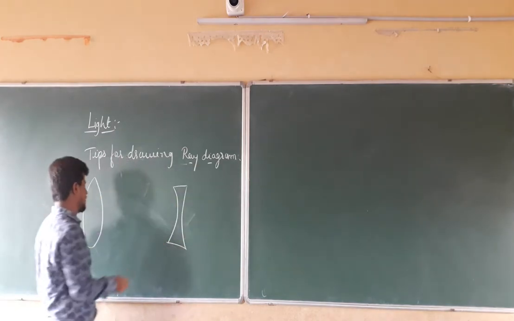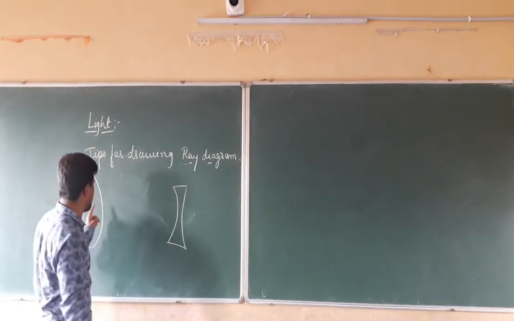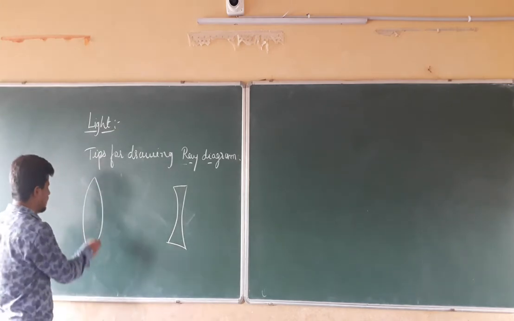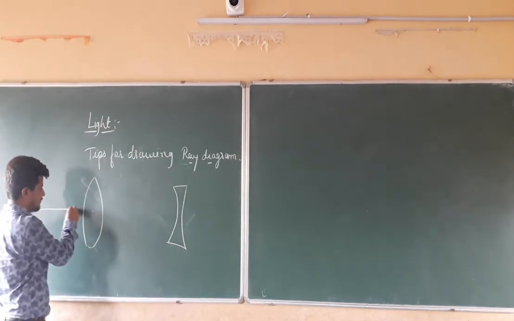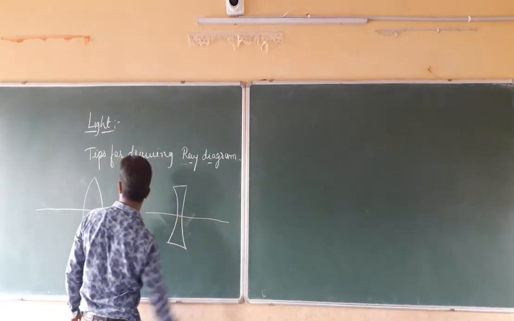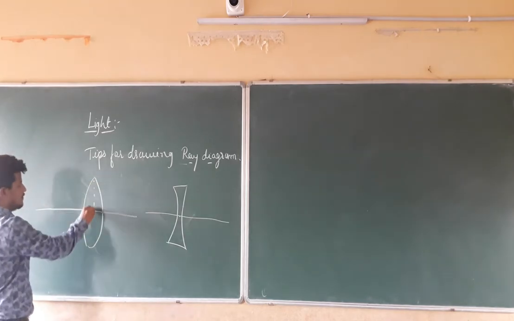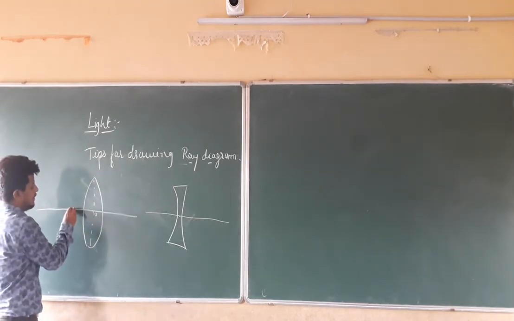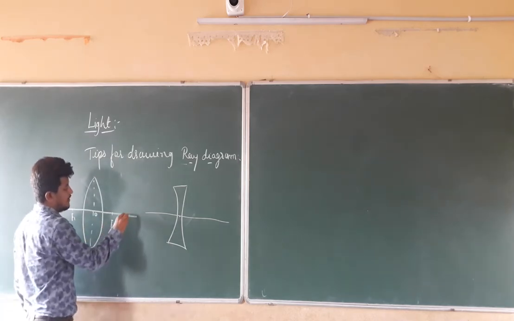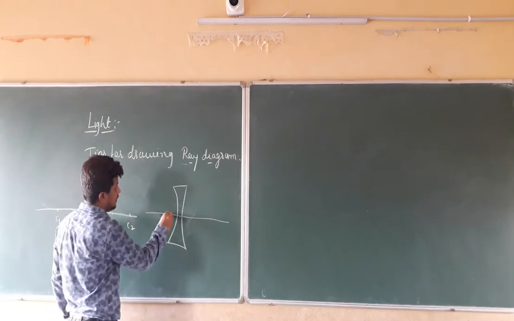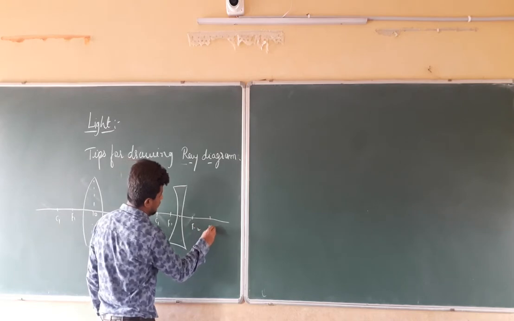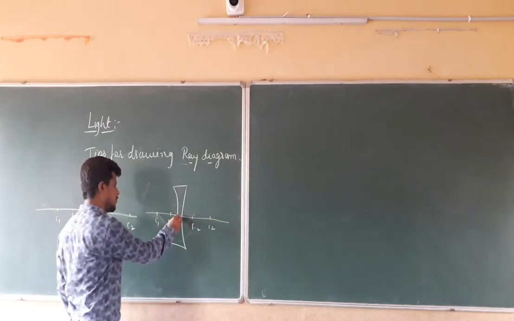Convex lens, which is thicker at the middle, and concave lens, which is thinner at the middle. Let this be the center of this lens, that is the convex lens, and this will be the O. This will be the F1, this will be the C1, this will be the F2, this will be the C2. In the same manner, for the other lens, this will be the F1, this will be the C1, this will be the F2, this will be the C2, and this is the O of that lens.